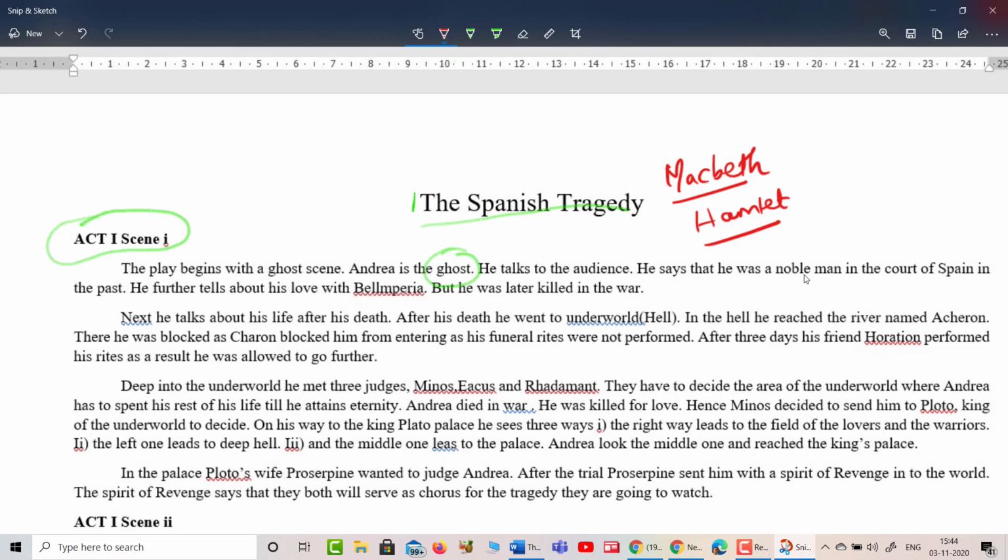So, when the play opens, the ghost appears, and it is the ghost of Andrea, and Andrea was a nobleman in the court of Spain. He was a nobleman in the court of Spain, and he also loved Bel-imperia. Okay, you can see who is Bel-imperia. We have discussed in the plot structure, Bel-imperia is the daughter of the Duke of Spain.